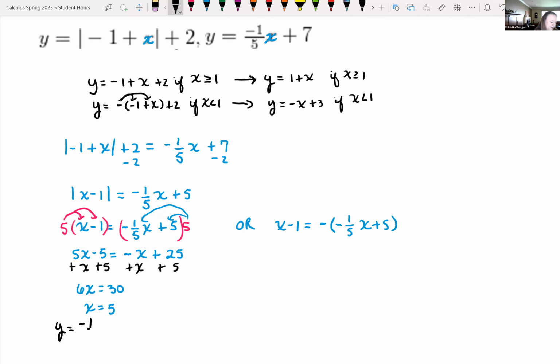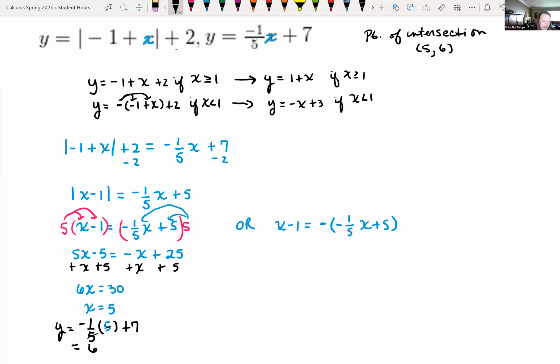So I would get y is equal to negative 1/5 times x, which x is 5 in this case, plus 7. So the 5's cancel. I get negative 1 plus 7, which is 6. So one of our points of intersection is at x equals 5 and y was equal to 6.